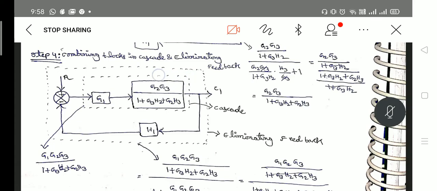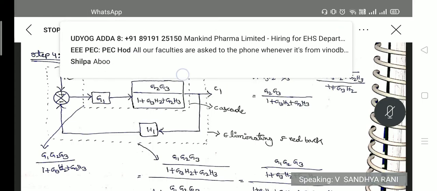Here again these two are in cascaded connection. So we will get G1 G2 G3 by 1 plus G3 H2 minus G2 H3. Okay. Minus G3 H2 minus G2 H3.